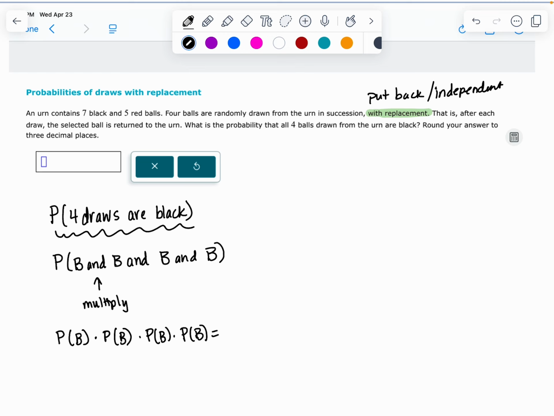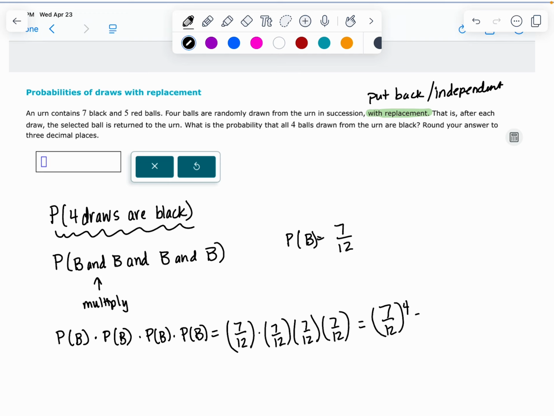So what's the probability of pulling a black out of there? Well, the probability of black is 7 out of 12. So this would be 7 out of 12 to the 4th power, because we're going to end up taking it times itself 4 times. You could write it out this way too, 7 over 12, but it's way faster to write it this way, to the 4th power.